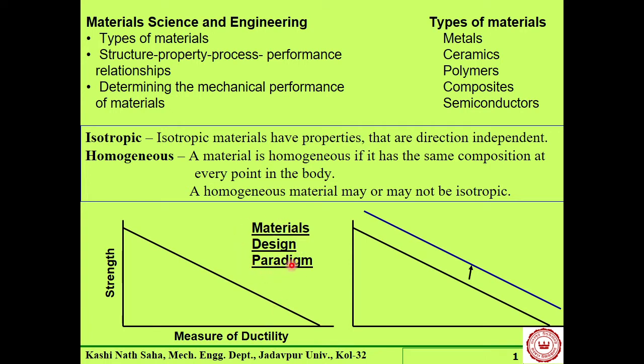then the material scientist will try to improve the property, which means this particular line will try to shift in this direction. Now we know that there are certain operations, certain structures, by which we can improve this property. So this is the material design paradigm, but this is not what we are going to discuss here.